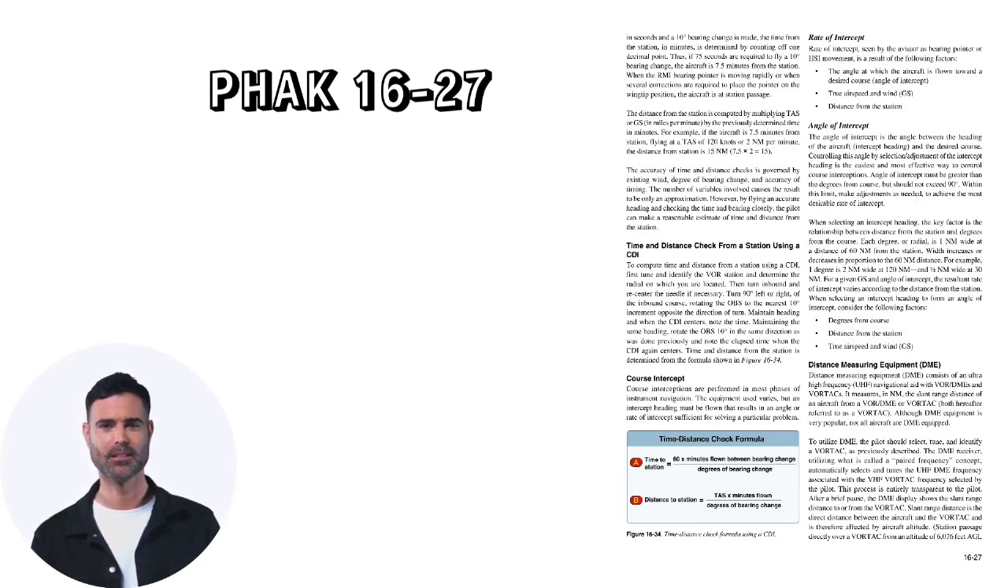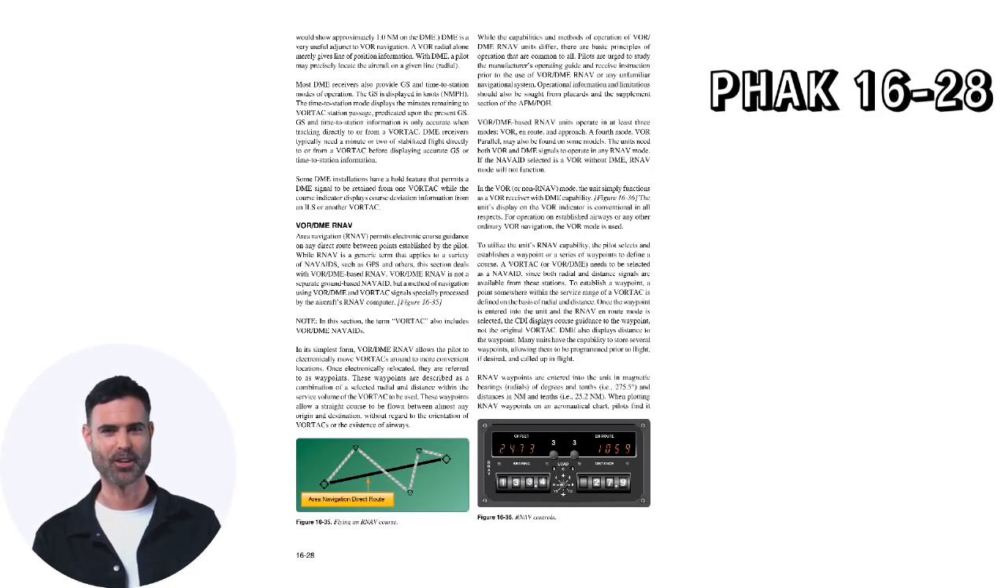Slant range distance is the direct distance between the aircraft and the VORTAC, and is therefore affected by aircraft altitude. Station passage directly over a VORTAC from an altitude of 6,076 feet AGL would show approximately 1.0 nm on the DME. DME is a very useful adjunct to VOR navigation. A VOR radial alone merely gives line of position information. With DME, a pilot may precisely locate the aircraft on a given radial.